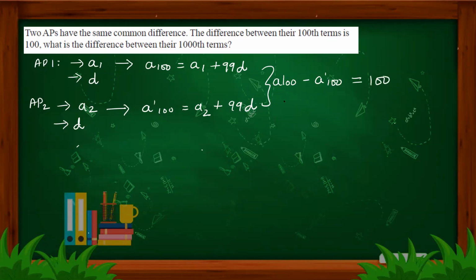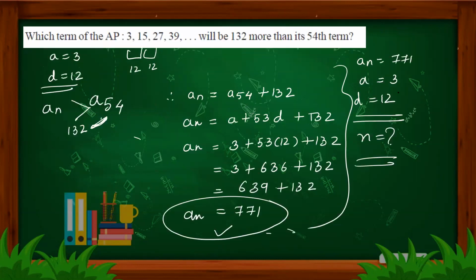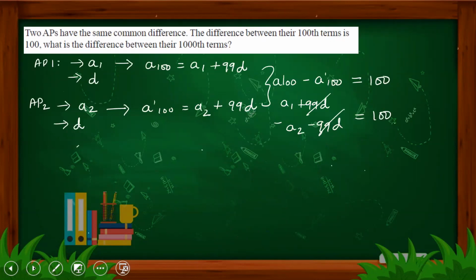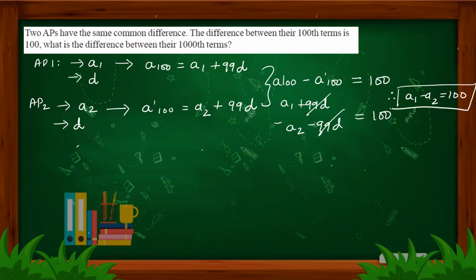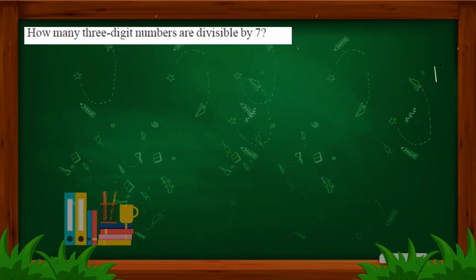If we put in these values, A1 plus 99D minus A2 minus 99D, opening the brackets, is going to be 100. So 99D gets cancelled. What do we get? We get A1 minus A2, and A1 minus A2 is equal to 100. This is one relation we got.